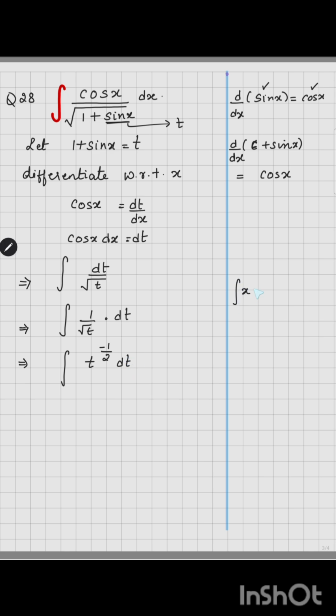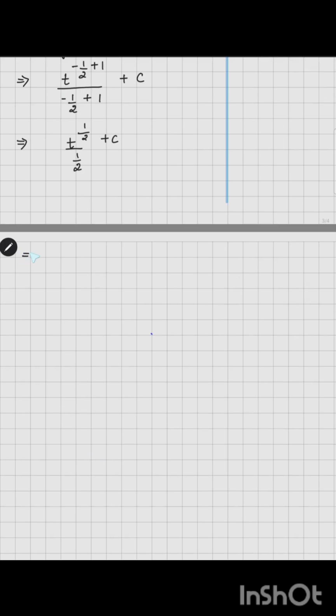So we know that integral of x to the power n dx, when n is not equal to minus 1, is x to the power n plus 1 divided by n plus 1 plus constant of integration. So this implies t to the power minus 1 by 2 plus 1 divided by minus 1 by 2 plus 1, plus constant of integration. This implies t to the power 1 by 2 divided by 1 by 2 plus c. Now with this step we can write it as 1 divided by 1 by 2 times square root of t plus c.